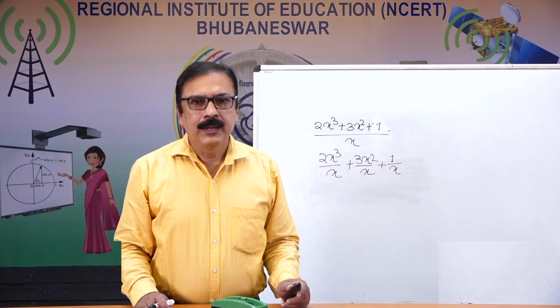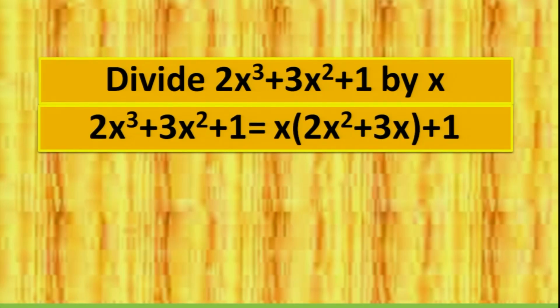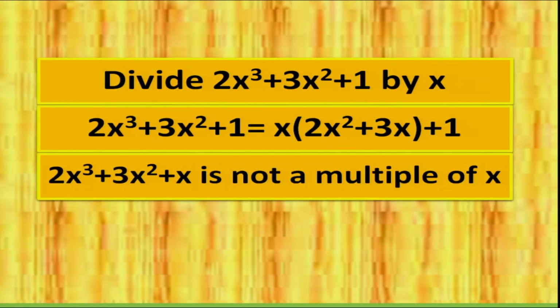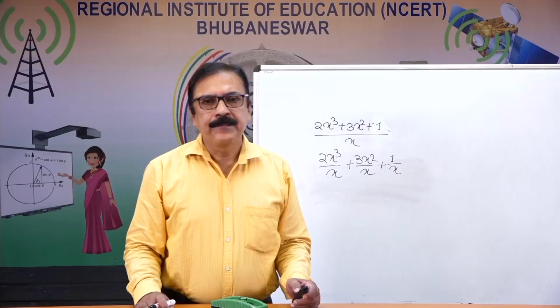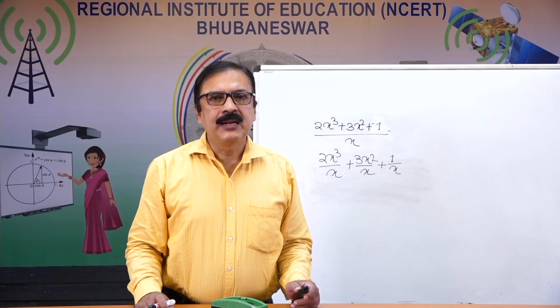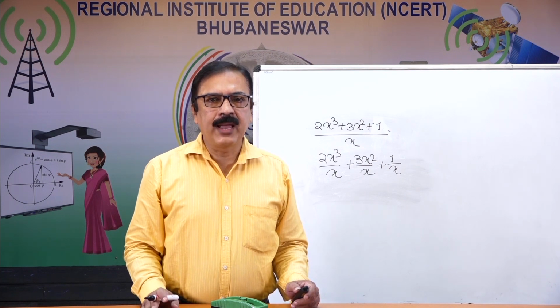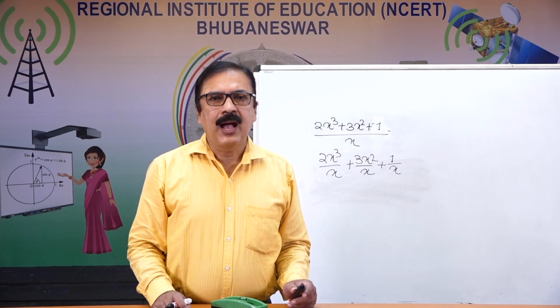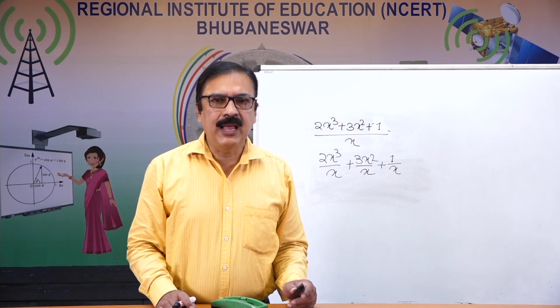So what to do? In this case, 2x cube plus 3x square plus 1 is the dividend, x is the divisor, 2x square plus 3x is the quotient, and 1 is the remainder. So 2x cube plus 3x square plus 1 is not a multiple of x, as we have a remainder 1. Then we can divide a polynomial by another polynomial of lesser degree.